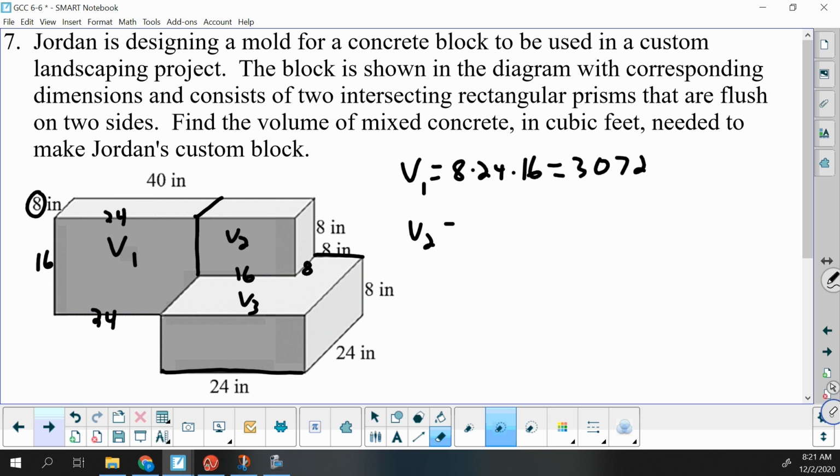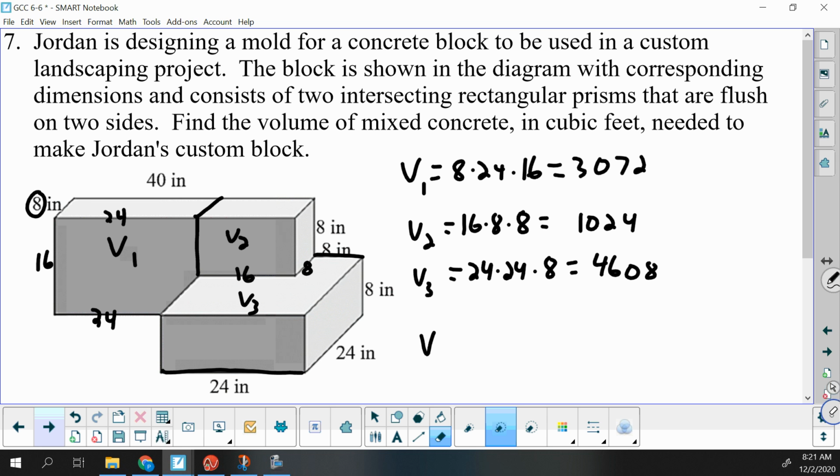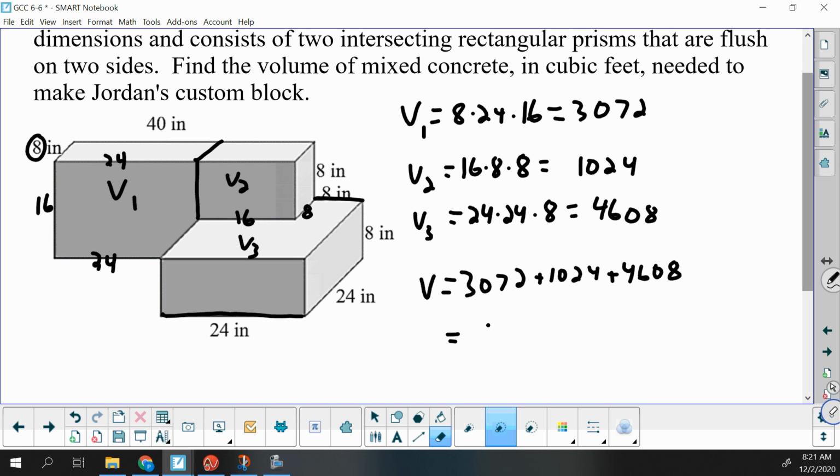Volume 2, we've got 16 times 8 for the base, times the 8 for the height, and that'll give us 1,024. And then similar idea for volume 3, our base is a rectangle, so length times width, and then times the height of 8, so we get 4,608. And our overall volume, we'll just add those 3 up, and that'll give us the volume of the composite figure. So altogether, that'll give us 8,704 inches cubed.